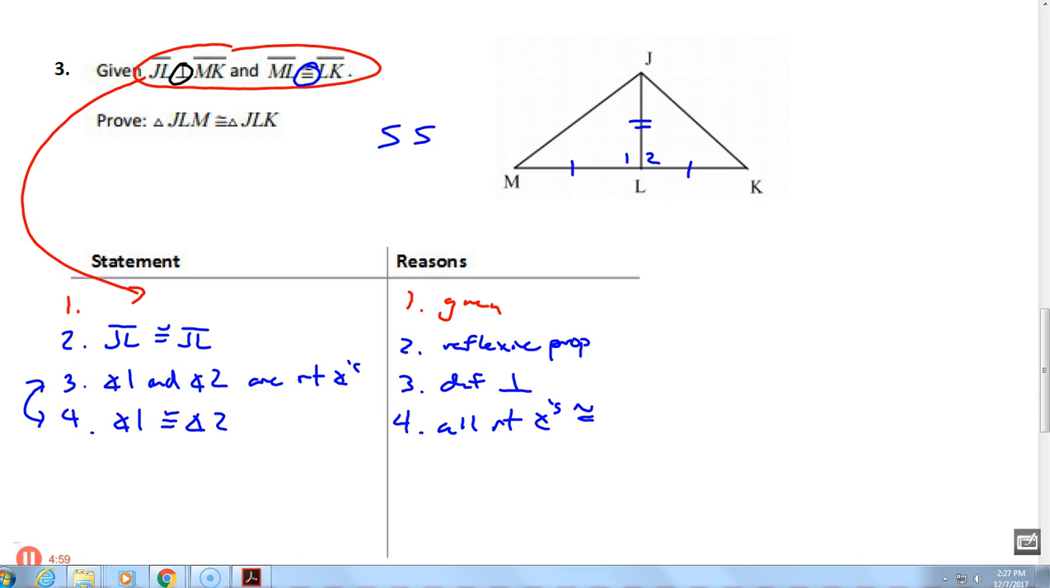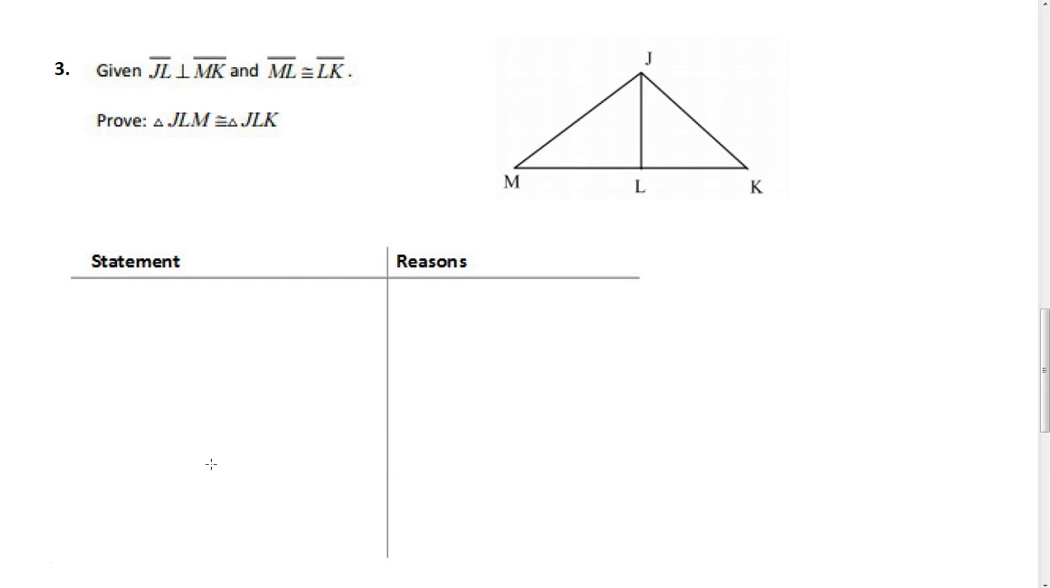So I now know that these are right angles and they're congruent, which basically means I can now use hypotenuse leg. Actually, I could also use side angle side. So either one. This would probably be your best bet for step 5. Triangle congruent to triangle, HL. Either one would work though.